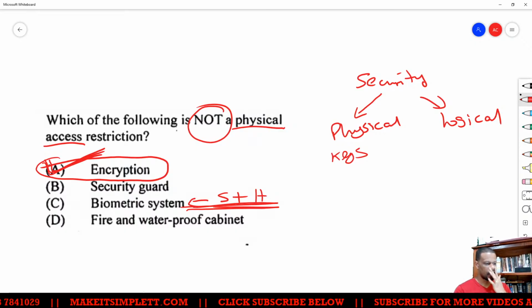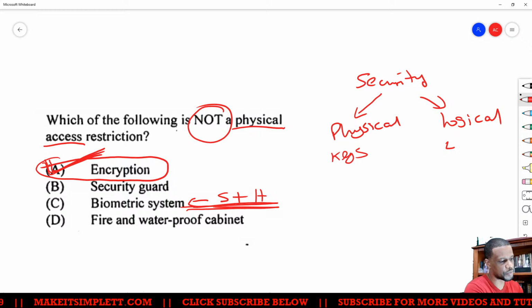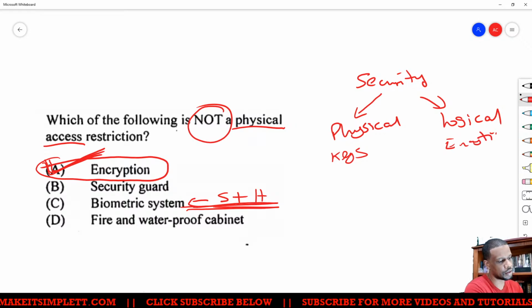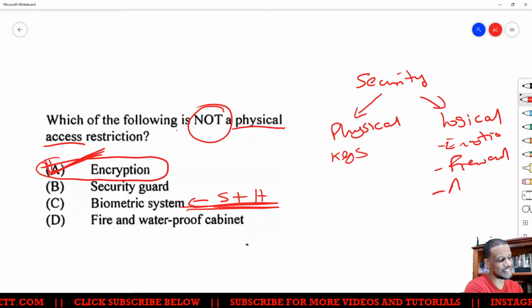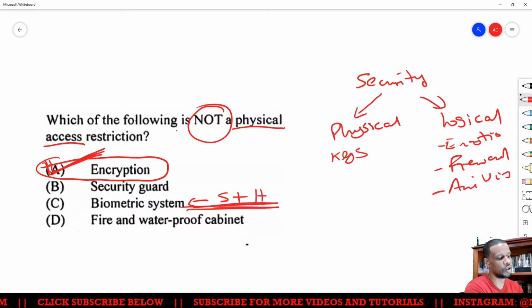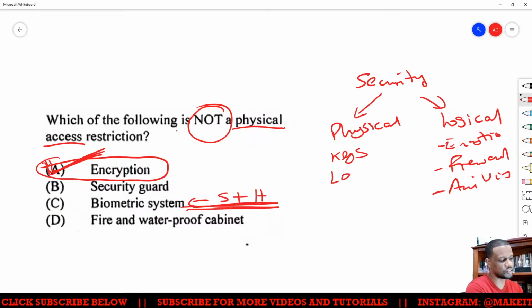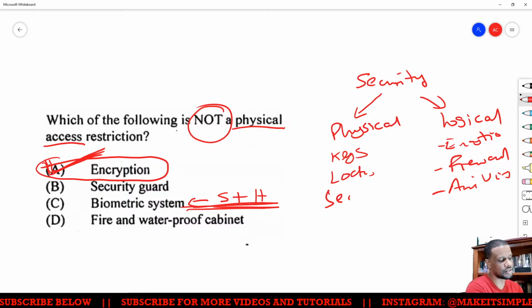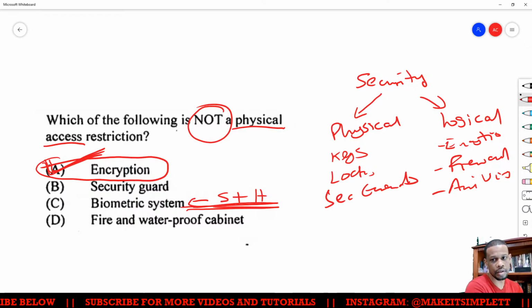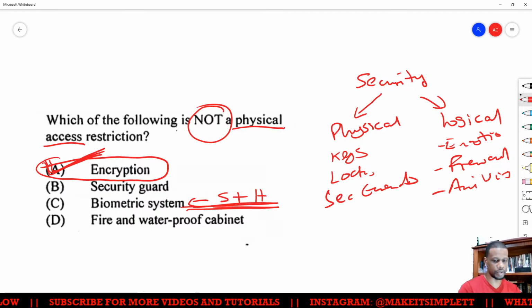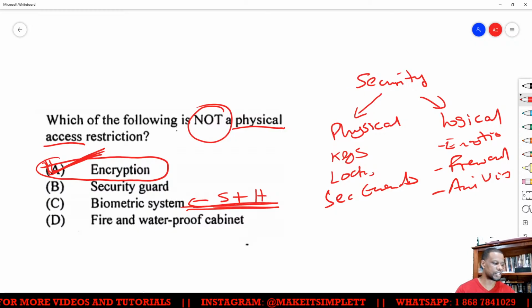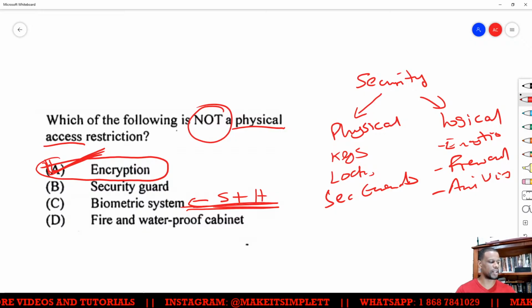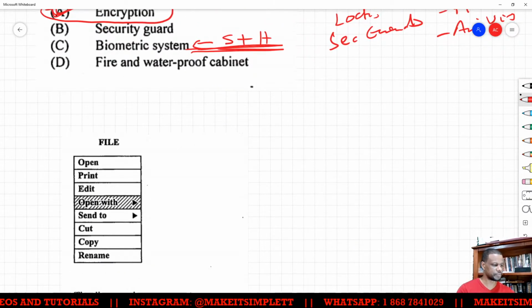I mean, logical would be like encryption, firewall, antivirus, all those things will be logical. Physical will be like keys, locks, security guards, and so on, right? So pay attention to that. It's very possible that they could ask something a little trickier than that because the new syllabus has a lot more security questions in it.